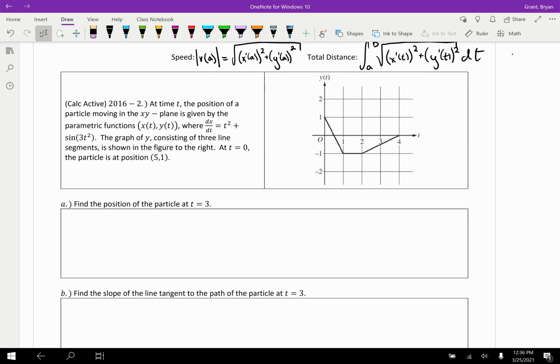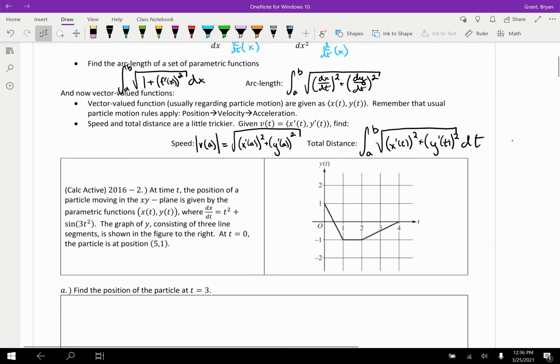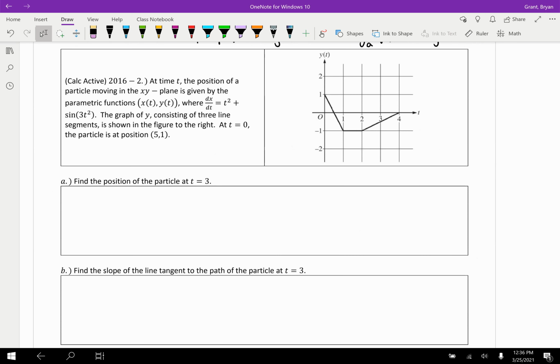Many of these problems, I think 2 out of the 3 free responses for parametric and vector valued, are going to be calculator active, and one of the 2 polar will be calculator active as well. So let's get to it.